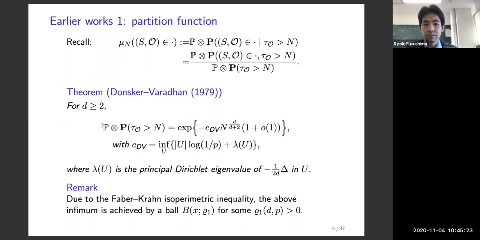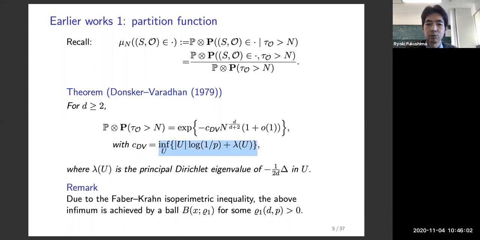So they studied the survival probability, P cross P, tau bigger than n. And they found that this decays not exponentially, but stretched exponentially with exponent d over d plus 2. So it decays like exponential of minus a constant times n to the d over d plus 2, with a small error. And this constant here, C_dV, you can compute, but it's more informative to look at its variational expression. It has a variational expression which takes this form.